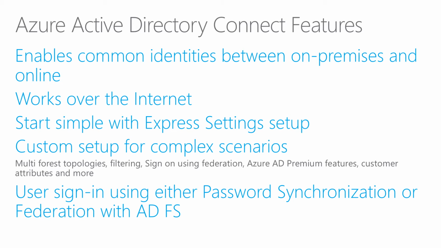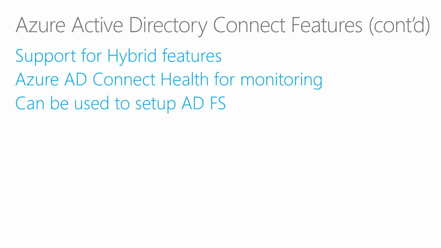So, Azure Active Directory Connect features. It enables common identities between on-premises and online. It works over the internet. You can start with the express settings setup, which is more than enough for generally what you need to do. You can also do a custom setup for complex scenarios like multi-forest topologies, if you want to do filtering, sign-on using other federation tools, Azure AD Premium features, or if you want to synchronize specific custom attributes. And then the user sign-ins, like we already said, either use the password synchronization feature or federation with Active Directory Federation Services. So it supports hybrid features.